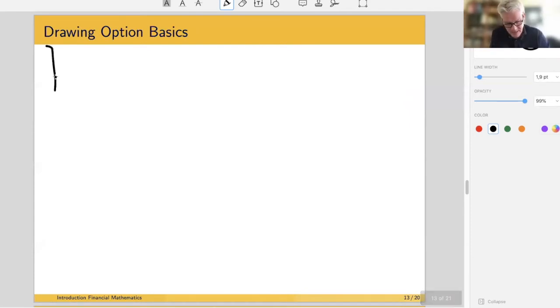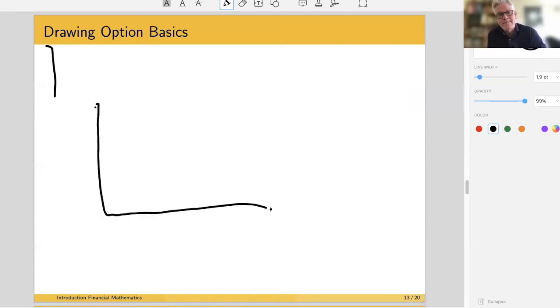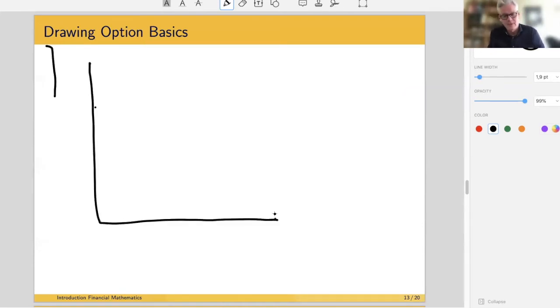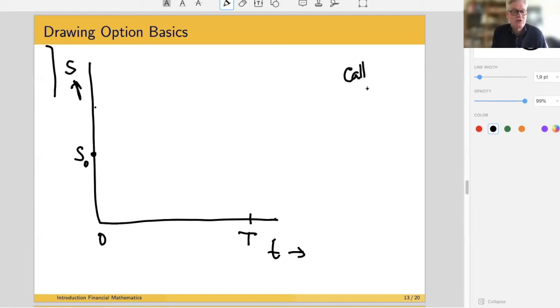So let's make a timeline here. All right, here's time, and here's our time, capital T. This is time 0, and this is our stock axis, S. Now the stock is S0, because we are now at time 0. And we look at a call option, the right to buy stocks in the future. The agreement is that, for example, at time T, the holder would have the right to buy stocks at the value K.